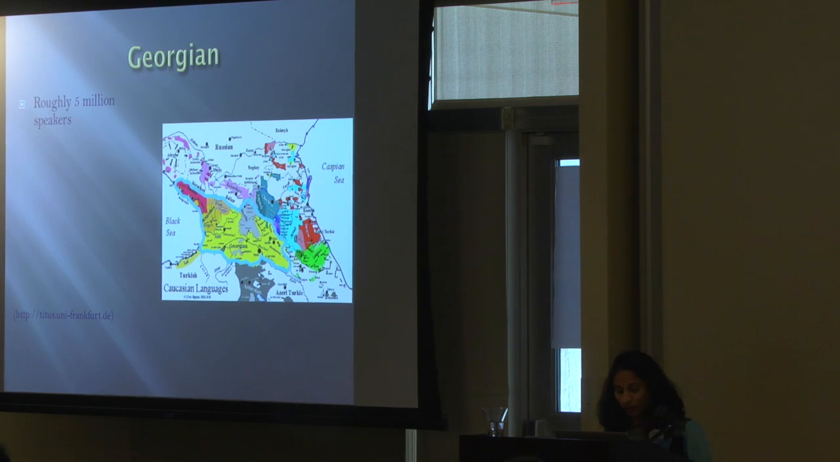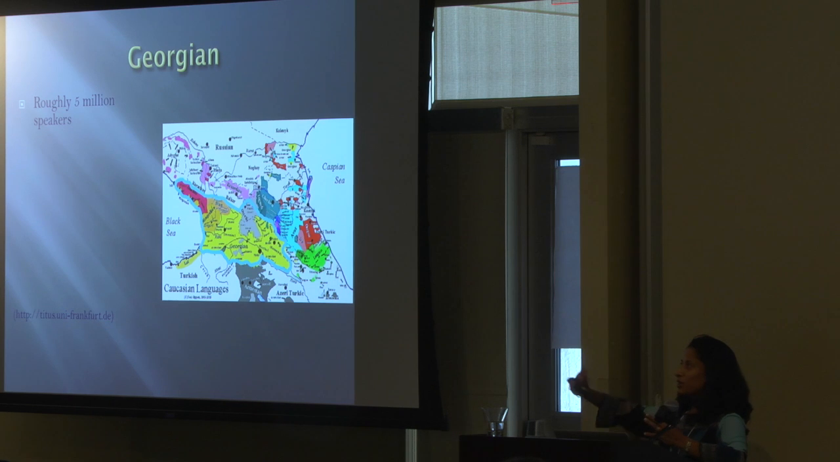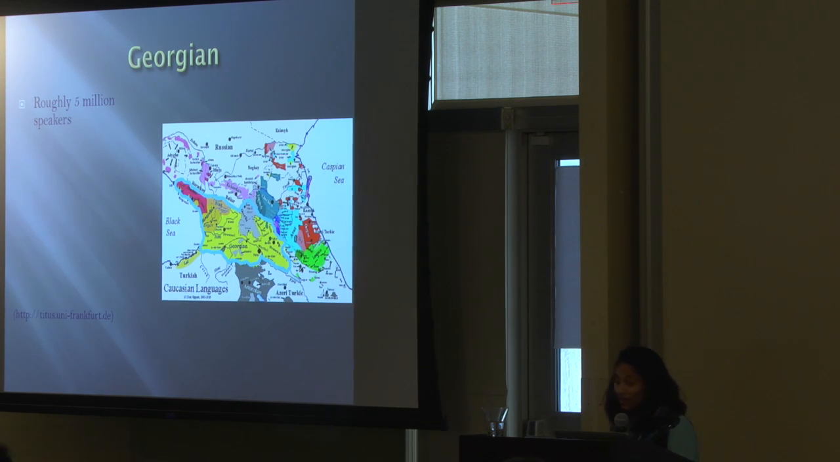Moving on to Georgian. Georgian has roughly 5 million speakers, also a small country, but the terrain is such that speakers are split up into lots of different groups. So there are approximately 18 geographically defined dialects. Some are very close to the standard, while others are nearly mutually unintelligible, or actually mutually unintelligible with the standard.